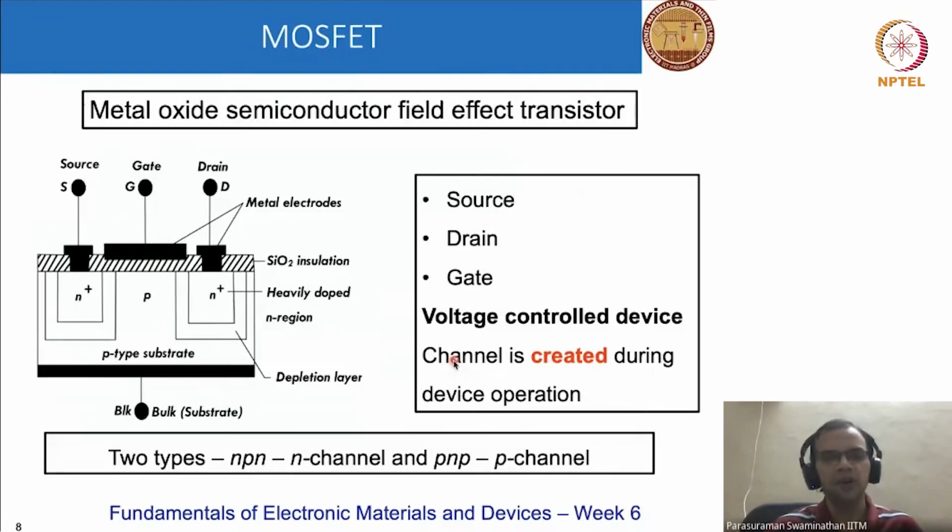Another example of a voltage control device is called a MOSFET, which is a metal oxide semiconductor field effect transistor. So once again, we have a source, a drain, and a gate. But the important difference between the MOSFET and the JFET is that the channel is created only during device operation. So there is no channel when there is no voltage, unlike the JFET where a channel already exists in the transistor. We can have two types of MOSFETs, either an NPN with an N channel or a PNP with a P channel.